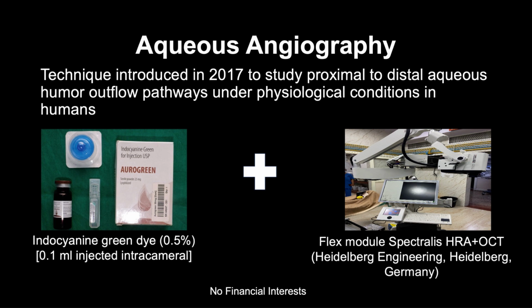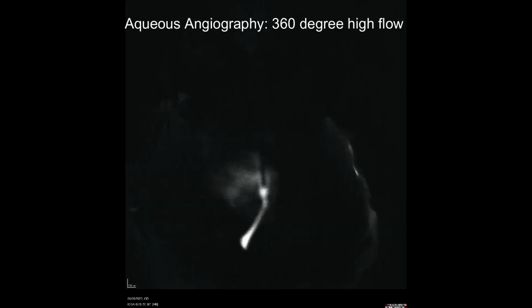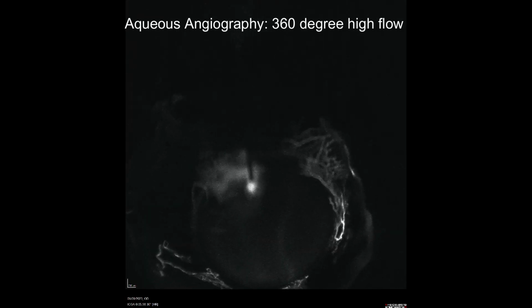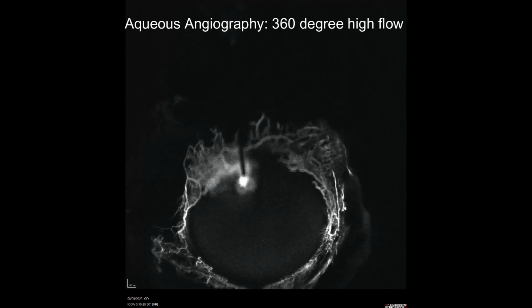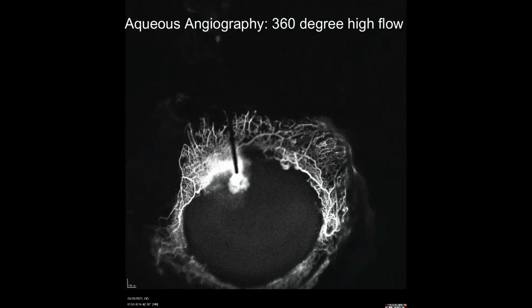images of aqueous humor outflow pathways are captured by the Flex module of Spectralis HRA-OCT by Heidelberg Engineering. This technique is now being explored for clinical applications to improve the success of glaucoma surgeries, especially minimally invasive glaucoma surgeries, that is MIGS. ICG dye is injected into the anterior chamber and images are captured using the machine.